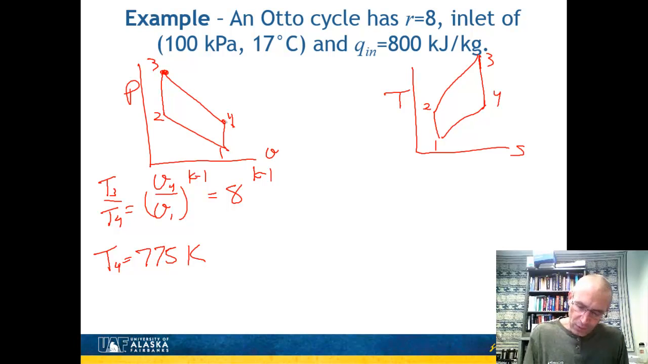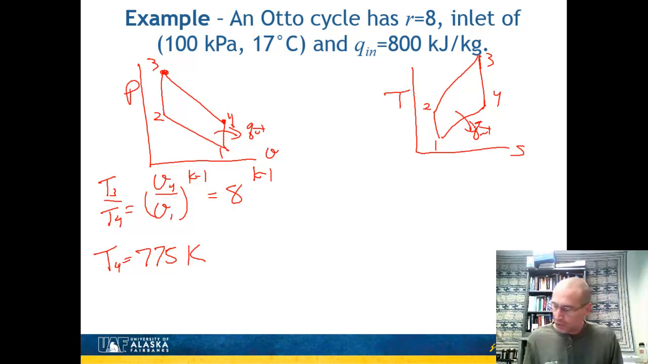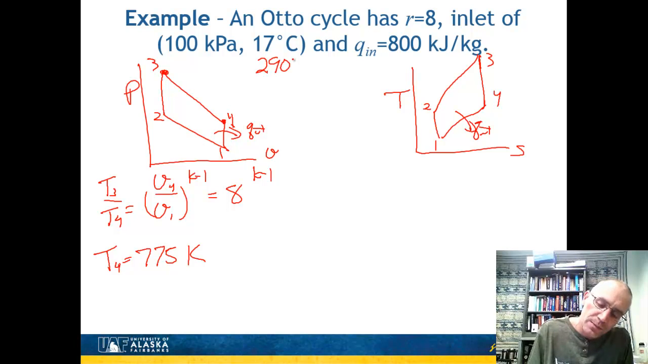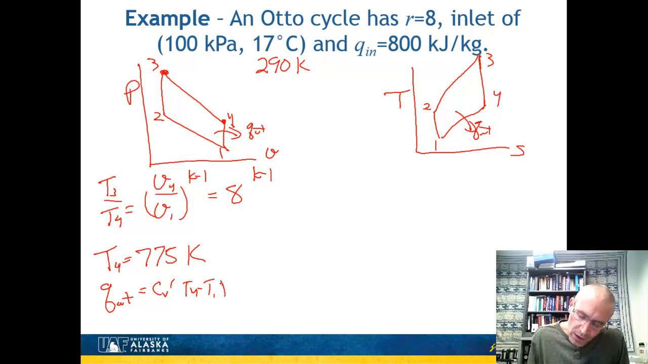All right, so now we're at point 4. The last thing is to solve this step where we go from 4 to 1, which is the heat rejection, giving us Q out. We can solve for Q out because we know T4 and T1, because T1, remember, was 290 Kelvin. T4 is 775. So Q out is CV times T4 minus T1, and if we plug those numbers in, that becomes 348 kilojoules per kilogram.